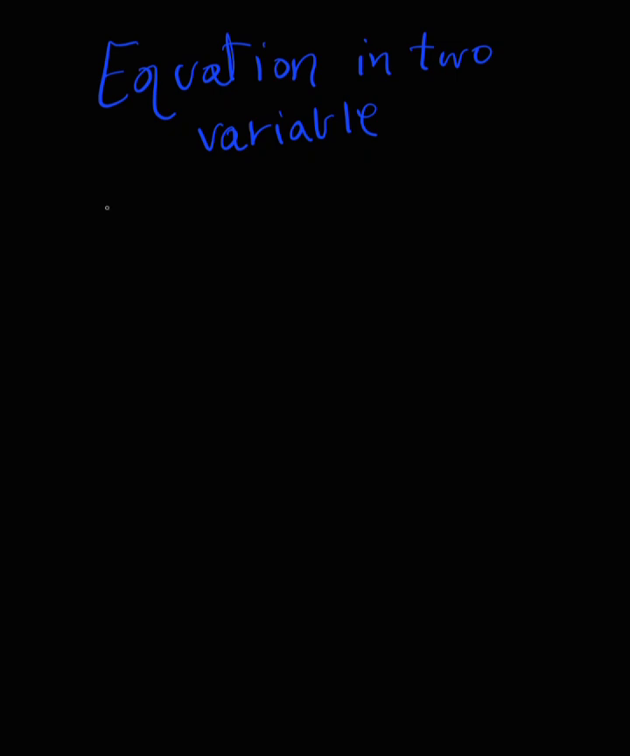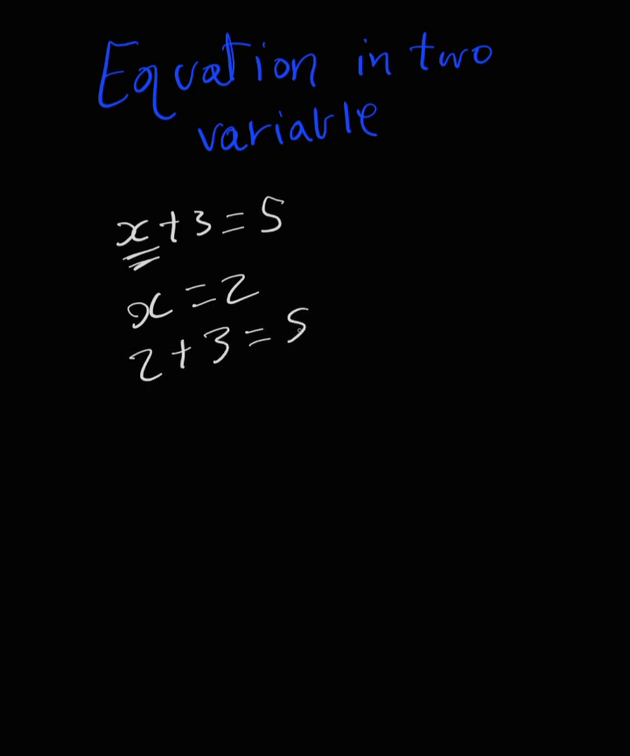So today we are looking at equations in two variables. In the lower classes we have studied equations in one variable. What do I mean by that? Let's say we have x plus 3 is equal to 5. There is some unknown value of x for which, when it is added to 3, it gives the result 5. In this case, x will be equal to 2. If we substitute this back in, 2 plus 3 is equal to 5, and that's definitely right.